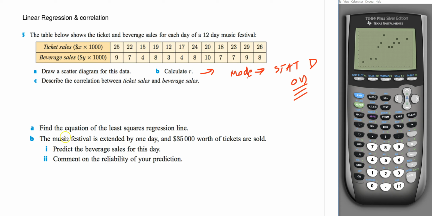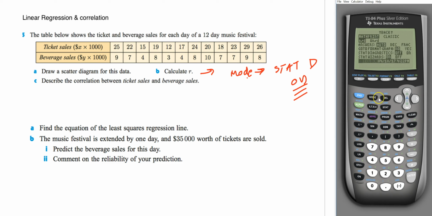By default, it's on off. I have no idea why. I have issues with TI, that's one of the main ones. So like here, diagnostic, mine's off, right? So I gotta turn it on. Now I can find my R.